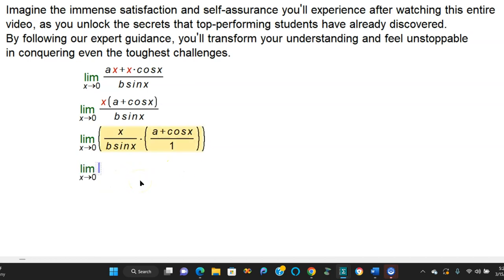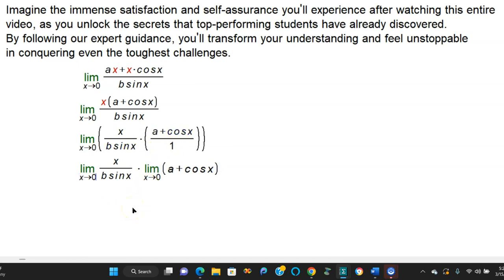The next step is then the limit as x approaches 0 of x over b sine x. There's a property of limits: you can distribute the limit to each piece independently, so you're going to have the limit as x approaches 0 of a plus cosine x. I'm not putting the 1 on the bottom here, not necessary, but it does help at this stage psychologically.